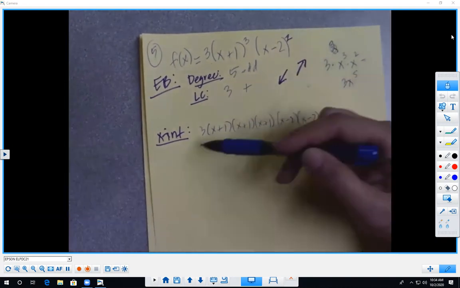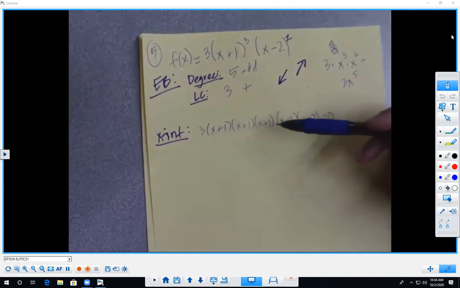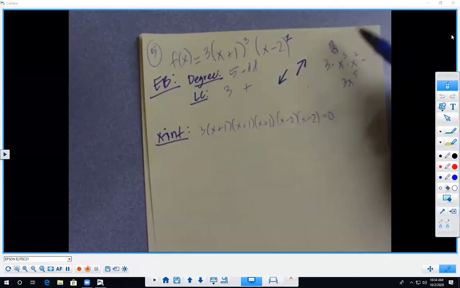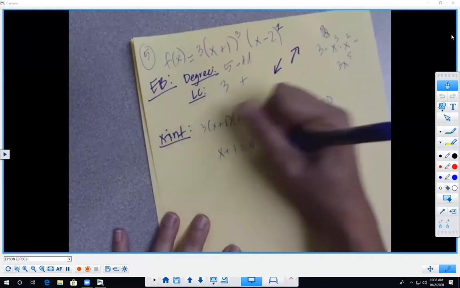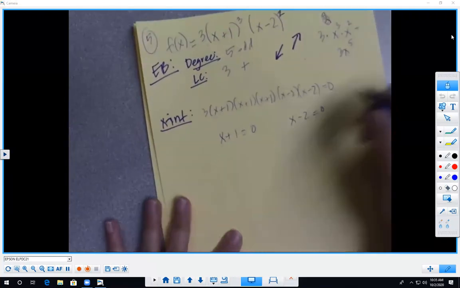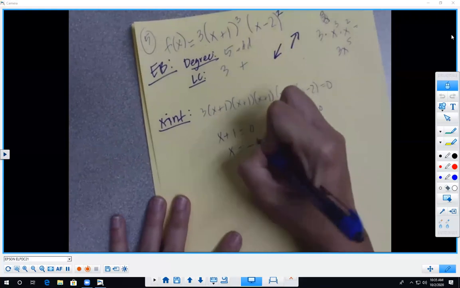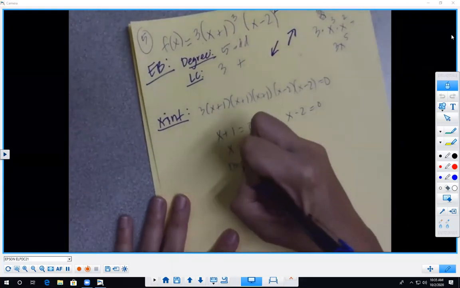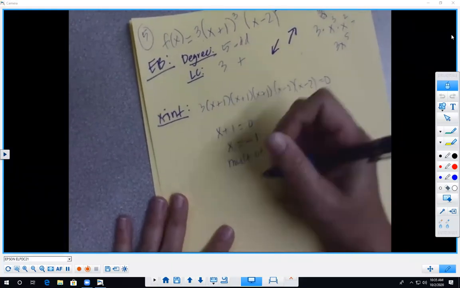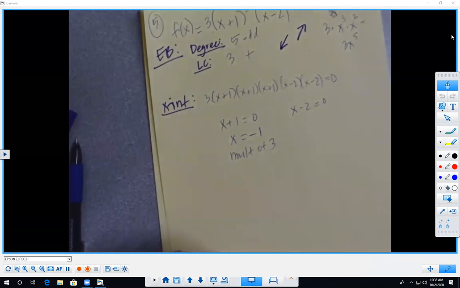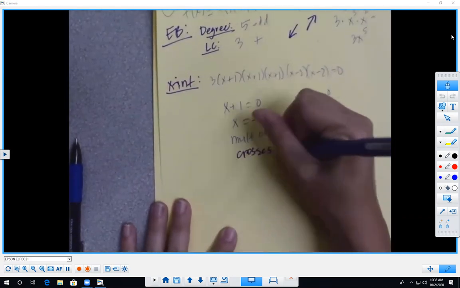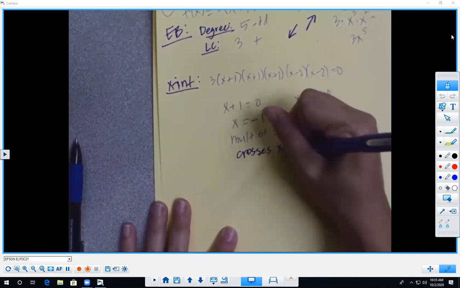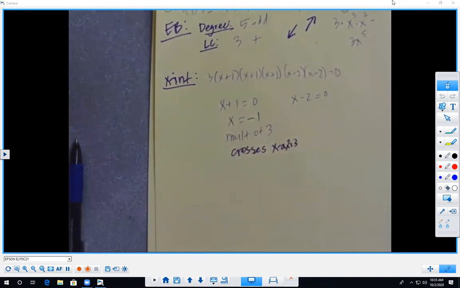Okay, for x-intercepts, if you write them all out, we get x plus 1, x plus 1, x plus 1, x minus 2, x minus 2. You don't really need to solve every single one of them. You just need to solve x plus 1 and x minus 2. When you solve x plus 1, you get x equals -1. What's that multiplicity? Multiplicity of 3. Since it has multiplicity of 3, that is an odd number. Does that mean it touches and turns or crosses? Crosses. So it's going to cross the x-axis at the x value of -1.